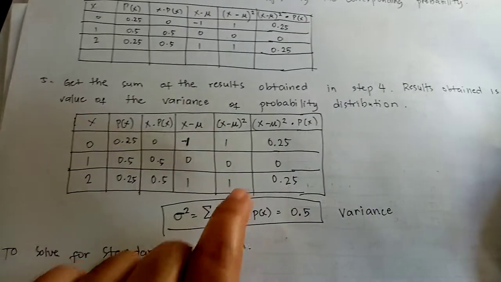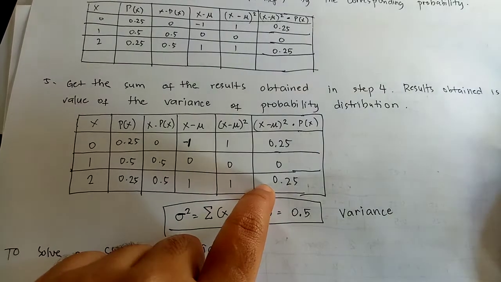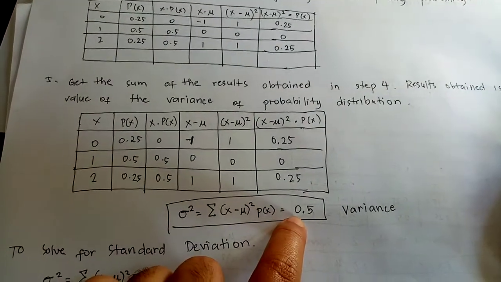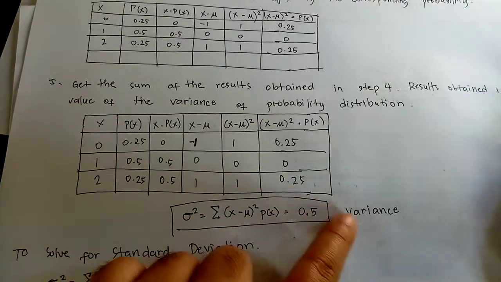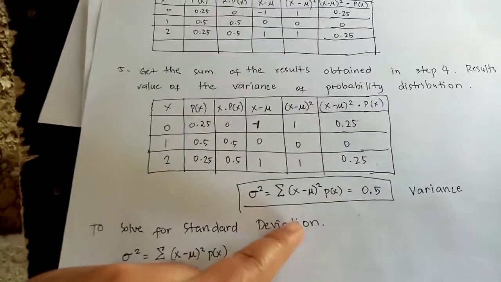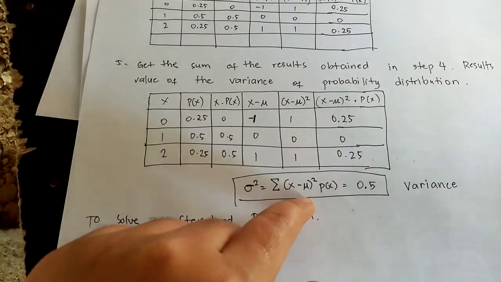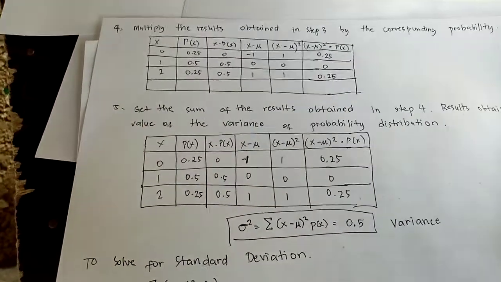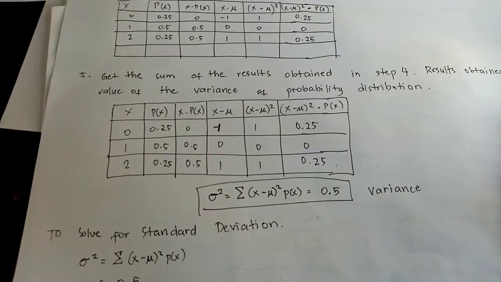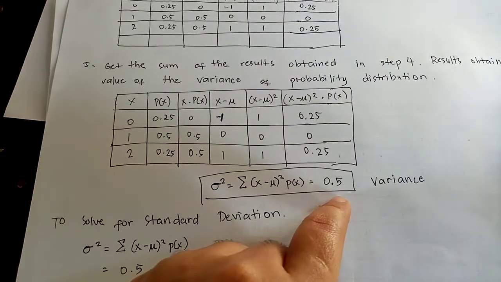So, 0.25 plus 0 plus 0.25 is equal to 0.5. So, ito na po yung variance. Ayan po. Ayan po yung formula. So, para makuha yung variance, kailangan nyo muna pong alamin or makuha yung mga nasa step for finding the variance. So, the variance is 0.5.